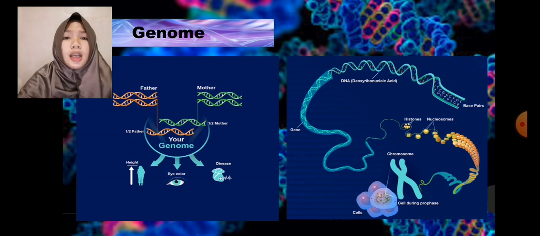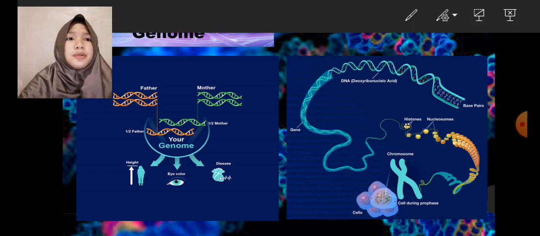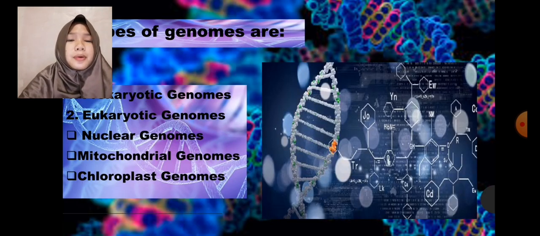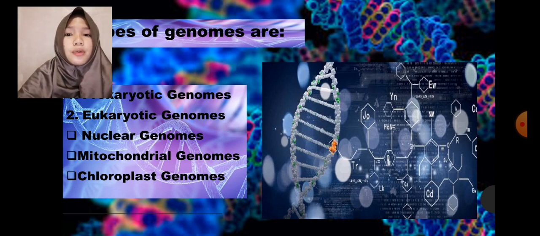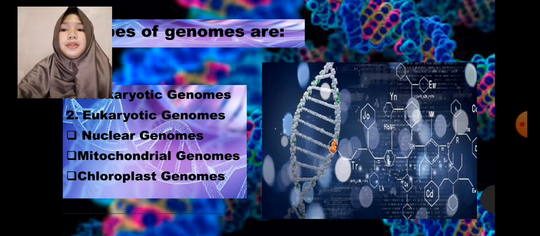So we have two types of genomes. They are the prokaryotic genomes and eukaryotic genomes. The prokaryotic genomes are mostly single circular chromosomes, while eukaryotic genomes consist of one or two sets of linear chromosomes confined to the nucleus.